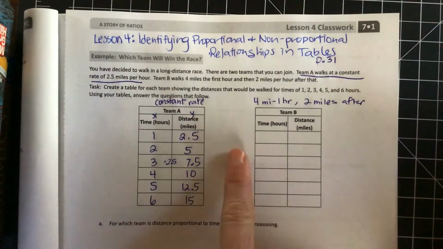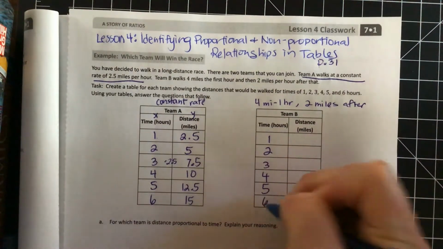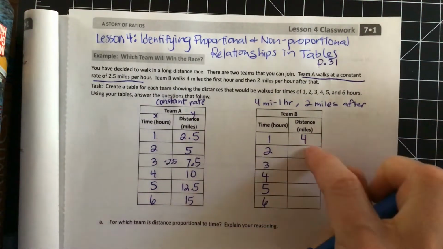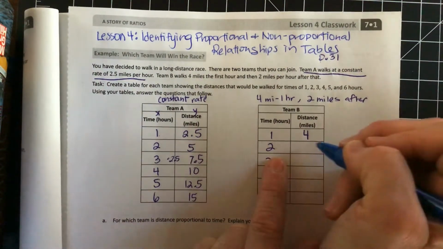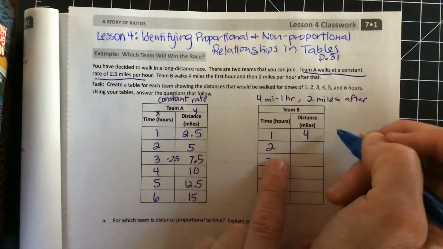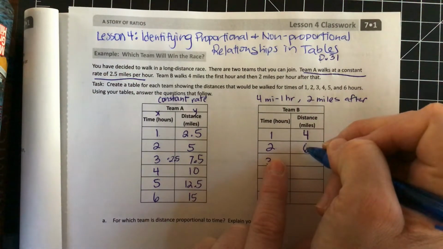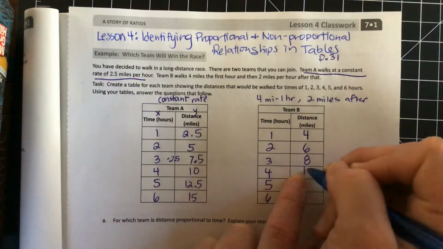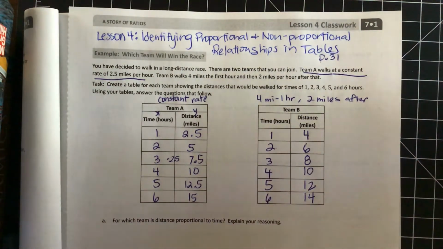Okay, for this one we're doing the same times 1, 2, 3, 4, 5, and 6. And then the first hour, team B walks 4 miles, and then 2 miles after every hour. So 4, then plus, so we have that 4 plus 2, which is 6. And then we have that 6 plus 2, which is 8. 8 plus 2 is 10, 12, 14, so you're adding to every hour for team B.